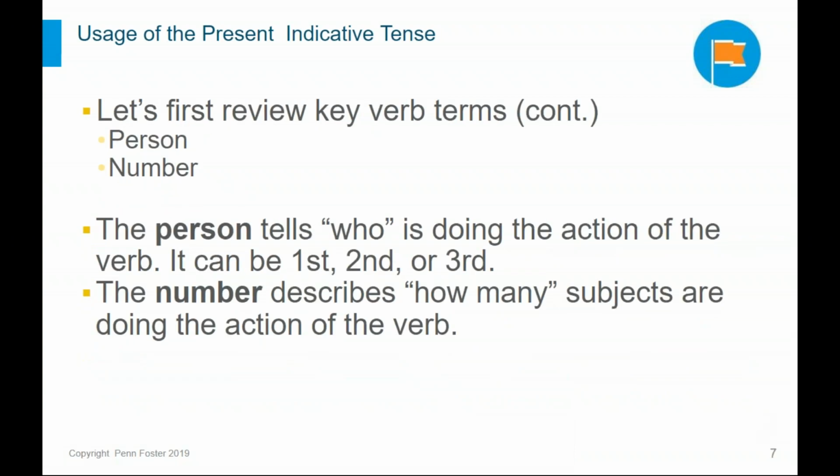Some other important things about key verb terms are person and number. So the person, as you can see here, will tell you who is doing or performing the action of the verb. Just like in English, it can be in first, second, or third person. And the number gives away how many subjects perform that action. So it can be a singular subject or a plural amount of subjects. Just some key terminology here as we move forward throughout the rest of the present tense discussion.